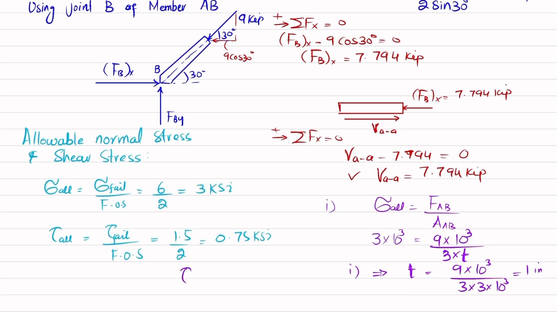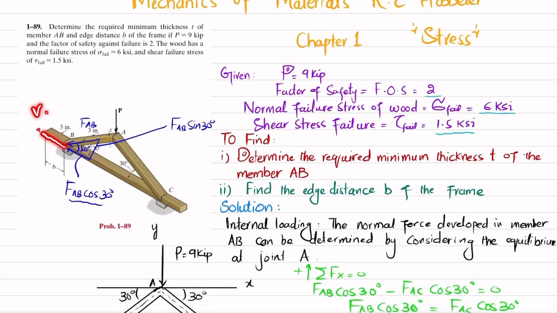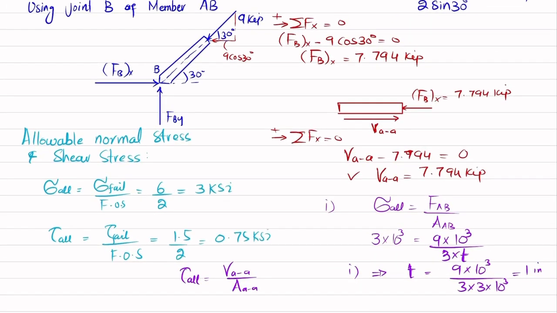Now we'll find B. The shear stress allowable is given as VAA divided by area of AA. Let me show you. You can see here the shear stress is VAA and the area is this B. Clear? And the area is B multiplied by this width. This is the length B and this is the width 3 inch, and this will be the shaded area. So it will be 3B. So put the values. VAA is 7.794 divided by 3B is equal to the allowable shearing stress, which is 0.75 into 10 to the power 3.